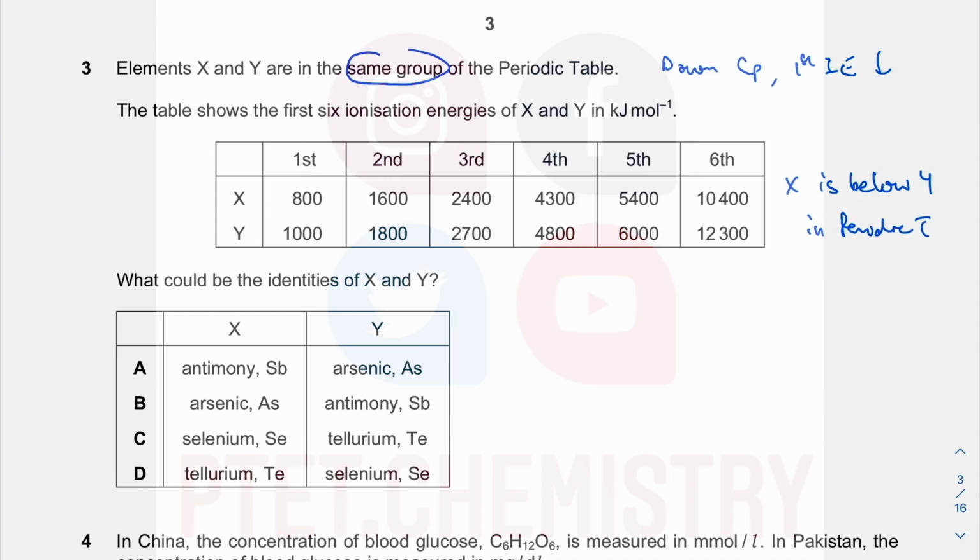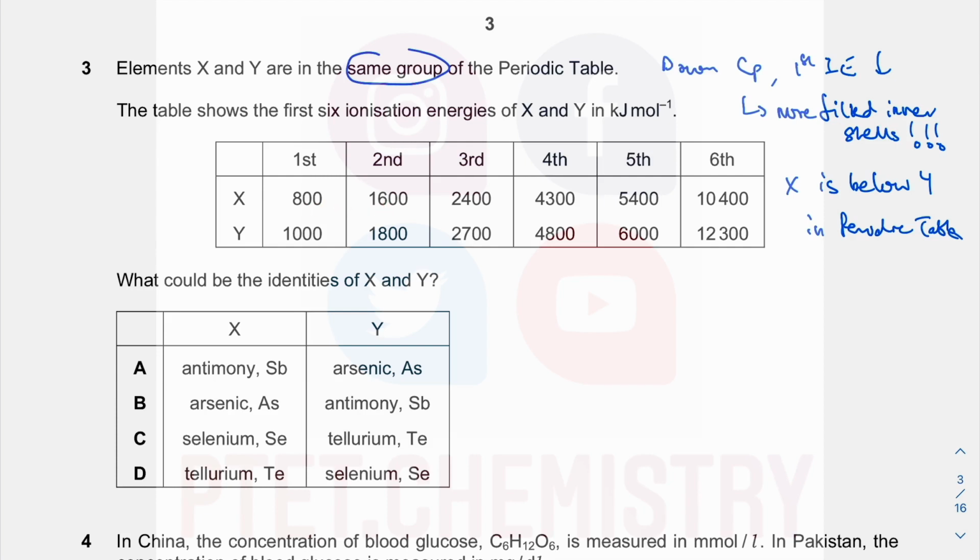They are in the same group, so same group would mean 1 is above, 1 is below. These are lower values. Down the group, first ionization energy will decrease, and the same thing happens with second, third, fourth, etc. That is due to more filled inner shells. Your outer shells become more and more shielded by the inner shell electrons, and therefore they experience weaker attraction to the nucleus, and that's why it's slightly easier to remove.